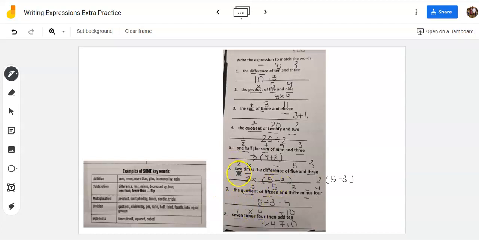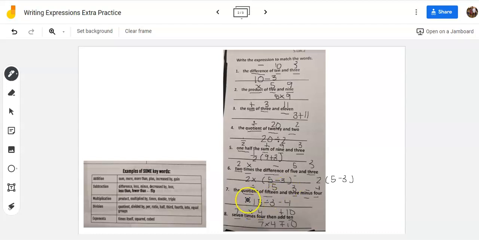So we underline 2, times is the multiplication sign, difference is subtraction. Then we have 5 and 3. So I did it 2 times, and then the difference of 5 and 3, I had to put in parentheses so I could find the difference of 5 and 3 before I multiply. You can write it like this, how I have it, or you can write it like this. I would prefer this way because you don't actually need that multiplication sign, because when that number is next to the parentheses, that means multiplication.